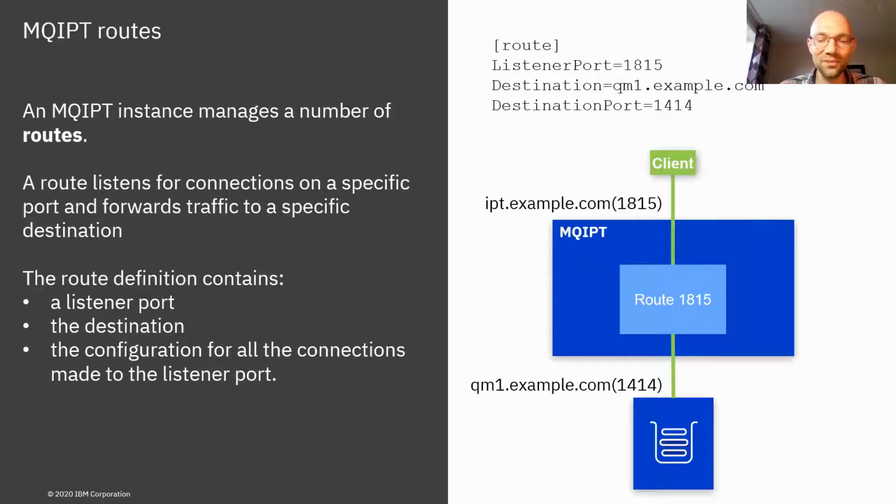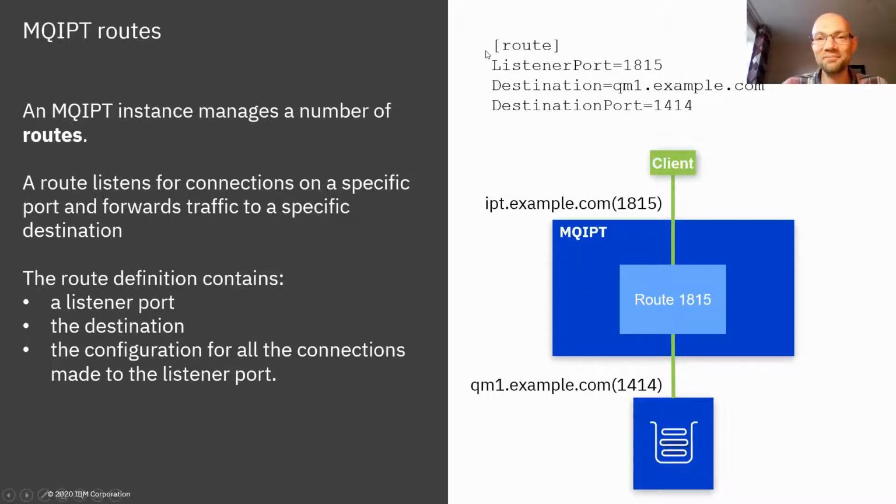As you can see in that diagram, we've got a connection from the client coming into IPT at port 1815, and then route 1815 in IPT knows that it needs to forward that connection onto queue manager 1 at port 1414. Now, note that the client is connecting into IPT. It's not connecting to the queue manager host name. So the connection name for where the client is connecting to is going to be the host name of IPT and the port that IPT is listening on that route, not anything to do with the queue manager.